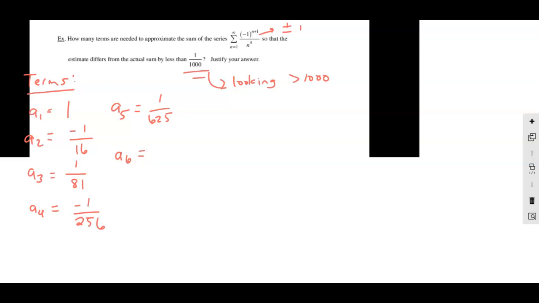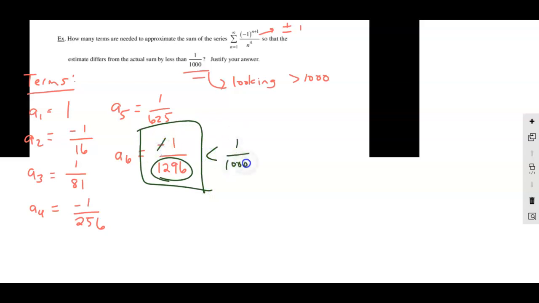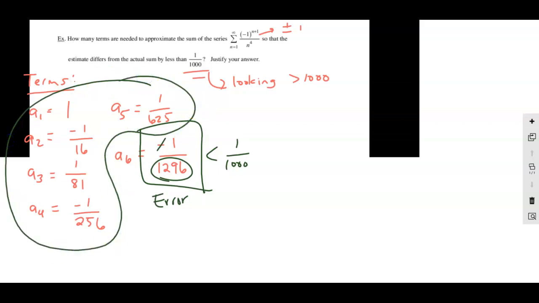If I were to look at the 6th term, which is -1 over 6 to the 4th power, that would be 1296. Here we go. Since this denominator is bigger than 1,000, that means this term is going to be less than, if you ignore the negative, 1 over 1,000. So that's my error term, right? If I were to add the first 5 terms together, I know my maximum error would be the 6th term by itself. So let's go ahead and write this out.